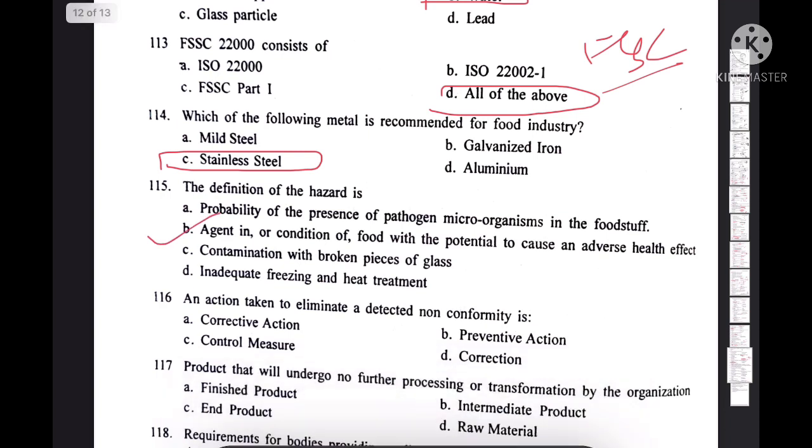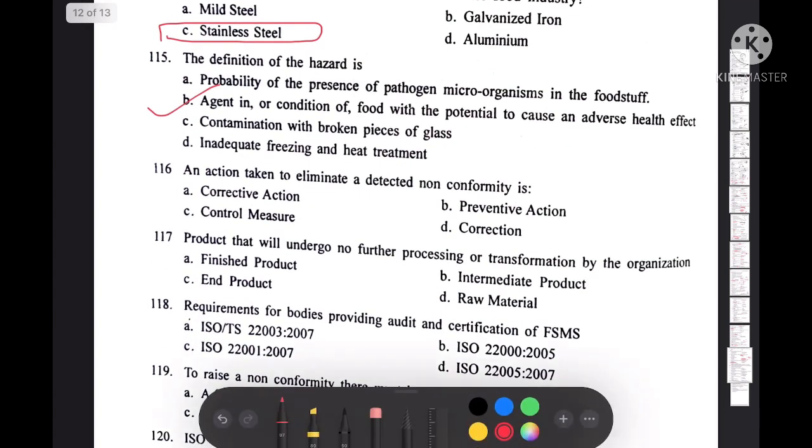Option B. Next, an action taken to eliminate a detected non-conformity is. So the options are corrective action, preventive action, a control measure, or correction. So the correct answer to this is, an action taken to eliminate a detected non-conformity is a correction. Okay, next.